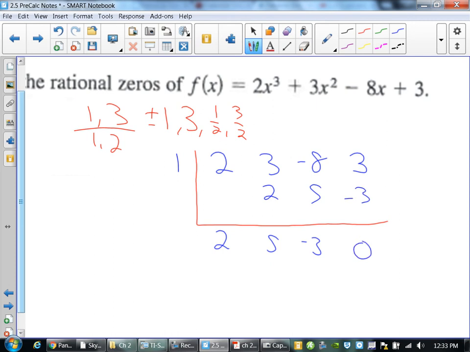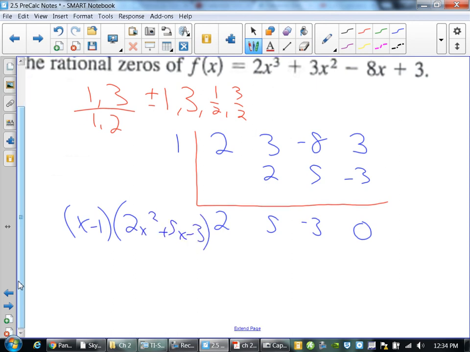Whoa, look at that. First try. Okay. So 1 is a 0. What's the term? x minus 1. So I have a term of x minus 1. And now my other part is 2x squared plus 5x minus 3. Well, that's just a regular old boring trinomial, isn't it?